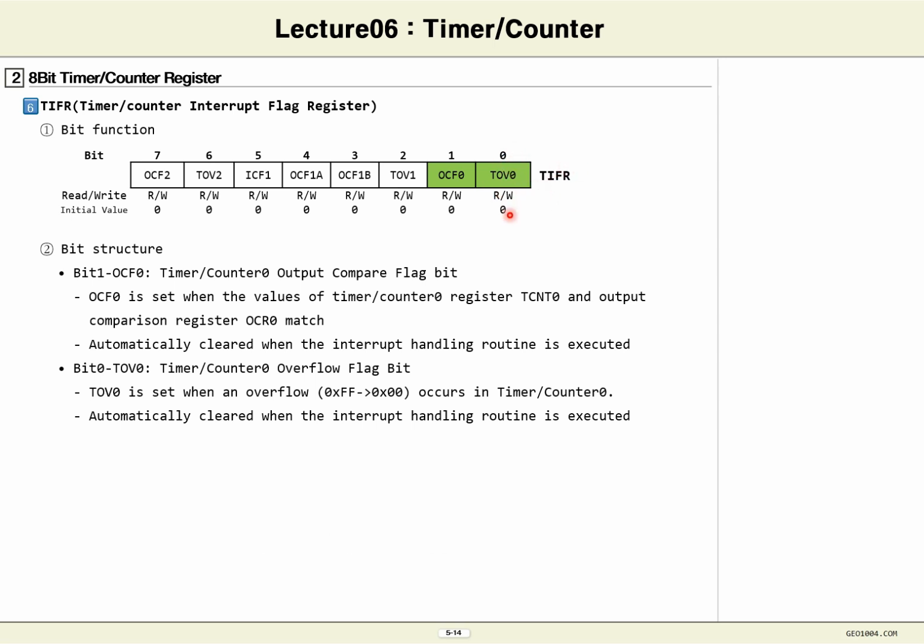cleared to 0. Likewise, OCF 0 is also the output comparison flag bit. OCF 0 is set. When is it set? OCF 0 is set at the moment a match occurs between the timer counter register TCNT 0 and the output comparison match register OCR 0. This also has the characteristic of being automatically cleared after the interrupt handling routine is executed. So, when you actually control TIFR, you do not manipulate it.